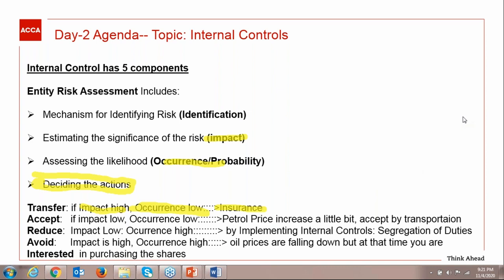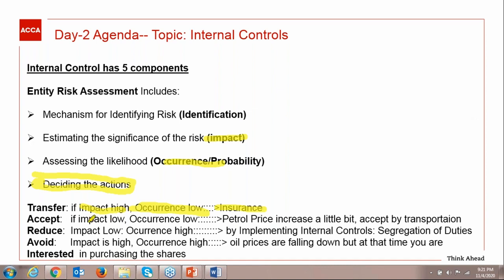Barbara asked the question whether internal control does impact the financial statements. It will not impact the financial statement directly, but indirectly. I will tell you in the next slide.